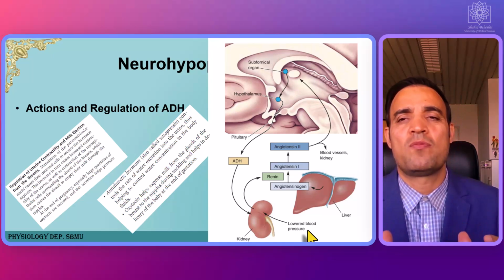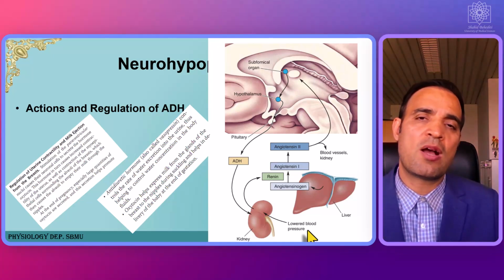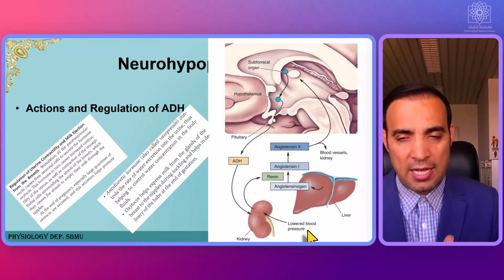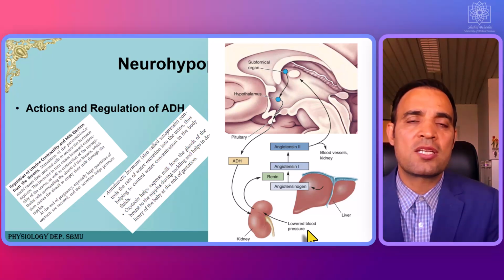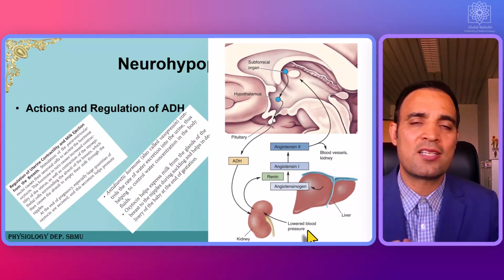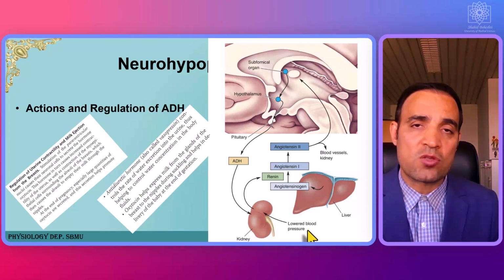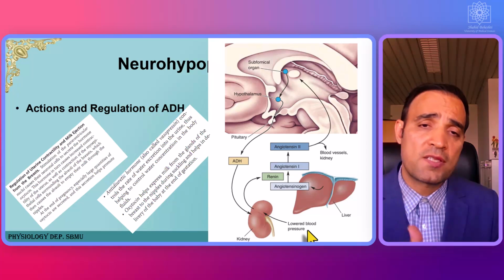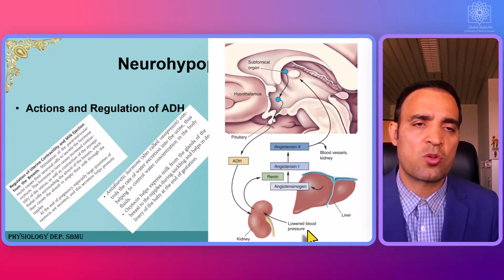I'm not going to discuss more about this hormone because you have kidney physiology with my dear colleague, and in that lesson you will return to the regulation of urine concentration and blood osmolarity, and you will return to this hormone again. This is the classical function of the antidiuretic hormone, or vasopressin.